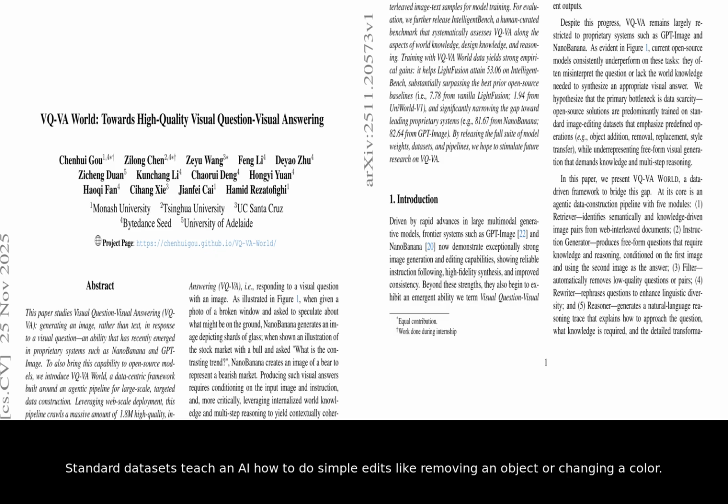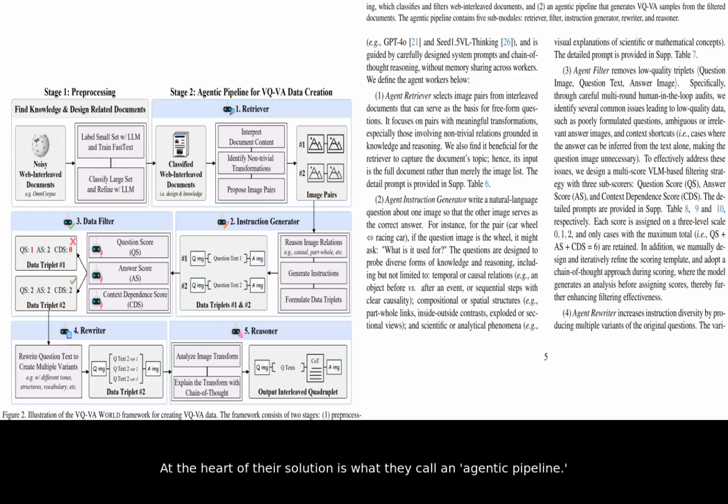Standard datasets teach an AI how to do simple edits like removing an object or changing a color. They don't teach the creative, multi-step reasoning needed for VQVA. So, they built a framework to solve this data problem from the ground up. At the heart of their solution is what they call an agentic pipeline. You can think of it as a team of 5 specialized AIs working together on an assembly line.